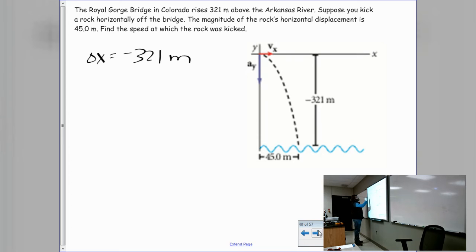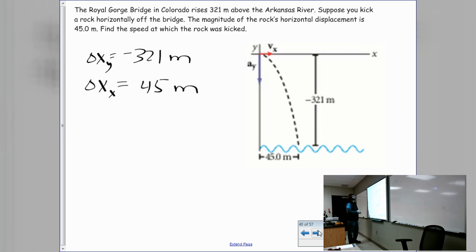Then the next thing that's given to us is the horizontal displacement. That would be the displacement in the x direction. So I'll do that, x direction, y direction. The displacement in the x direction is 45 meters, and that would be positive because it's to the right.